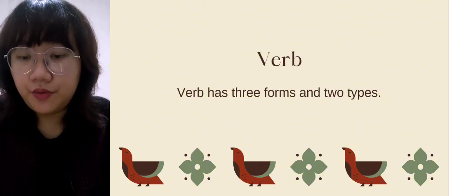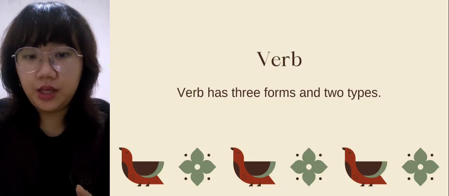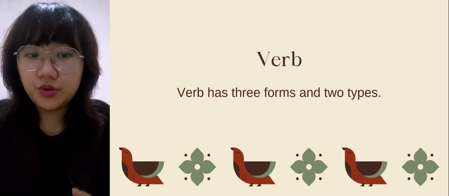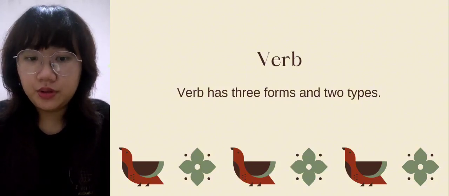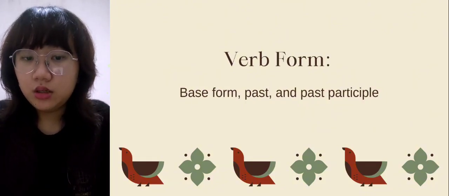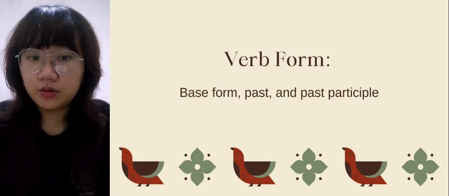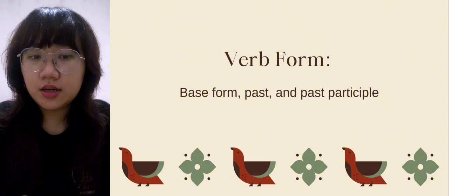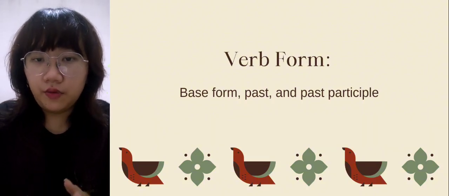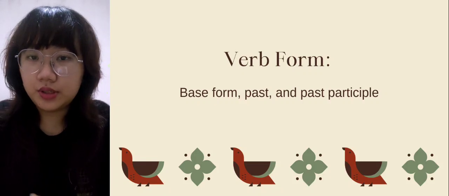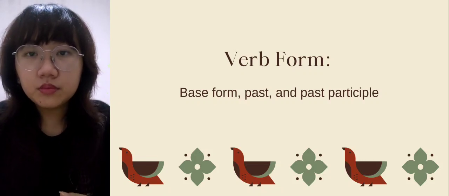The second is verb. Verb expresses action, state of being, or a relation between two things in a sentence. Verb has three forms. They are verb 1, verb 2, and then verb 3. For example, you can see the verb eat, ate, and eaten. Eat here is verb 1, ate belongs to verb 2, and then eaten belongs to verb 3.